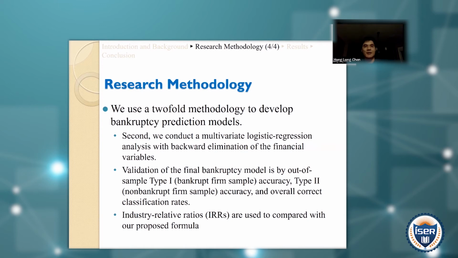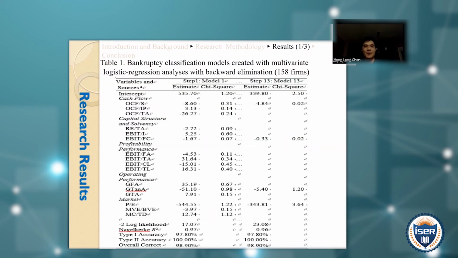Table 1 shows bankruptcy classification models created with multivariate logistic regression analysis with backward elimination. This is based on 158 firms. As you can see, the process goes through model 1 to model 13, and model 13 is the final model, which consists of 4 variables: from the cash flow category, there is one variable; capital structure and solvency, one variable; profitability performance, there is no variable; operating performance, we have one variable right there; and market, there is also one variable. So basically this model includes, in the final form, 4 variables.